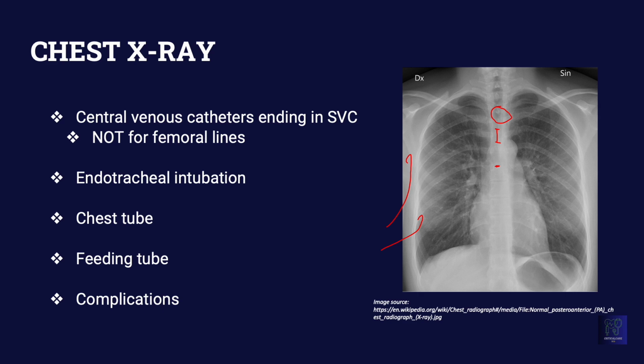It can also be used to look for complications. Pneumothorax can be a complication of central venous line placement. So we can look for that. Or sometimes the feeding tube can be inadvertently placed into the trachea. We need to make sure that the feeding tube, either orogastric or nasogastric, is going below the diaphragms and ending in the stomach to make sure that it's not in the lungs.